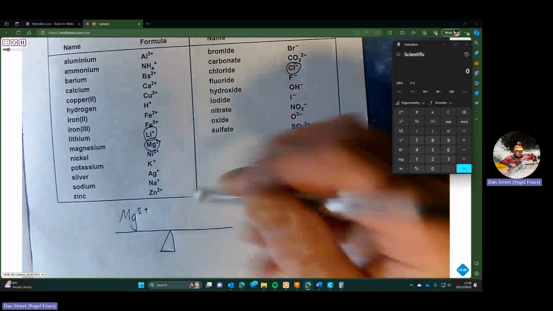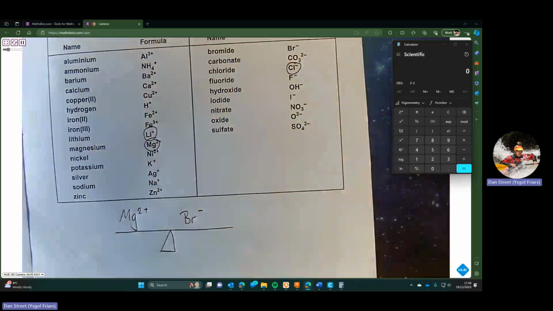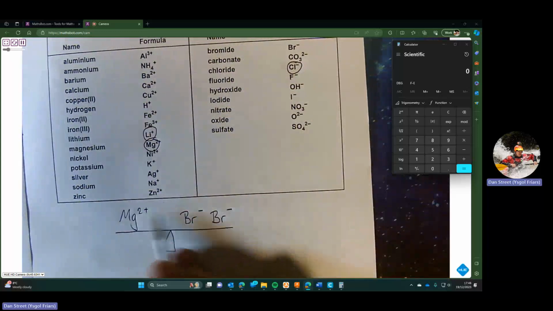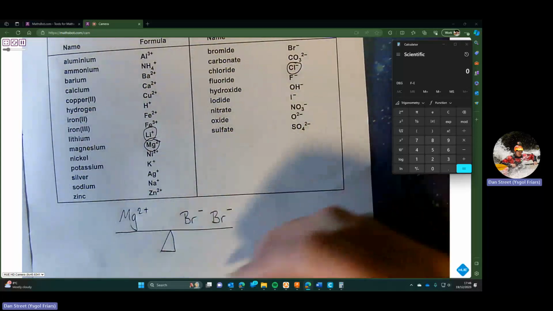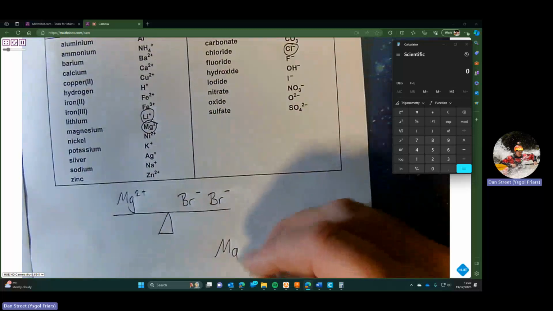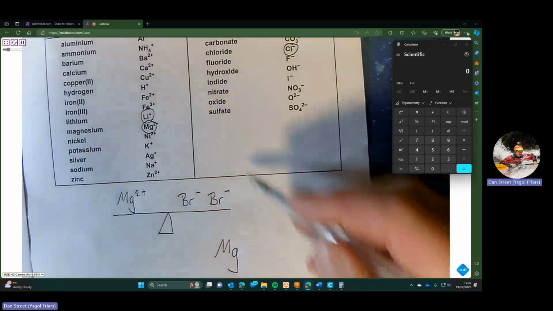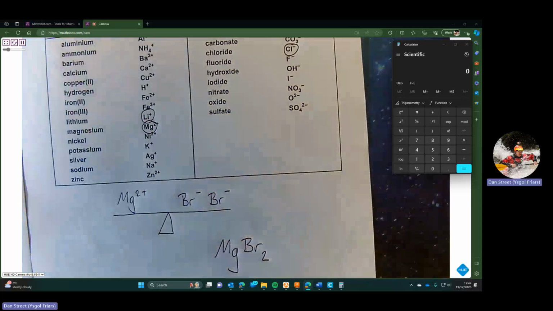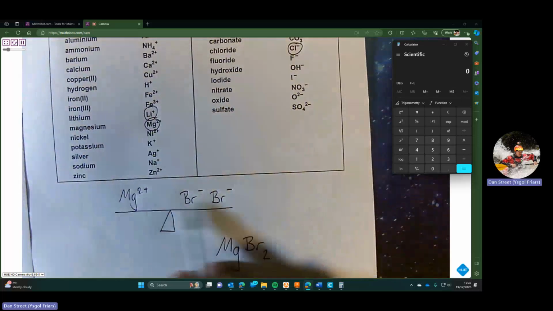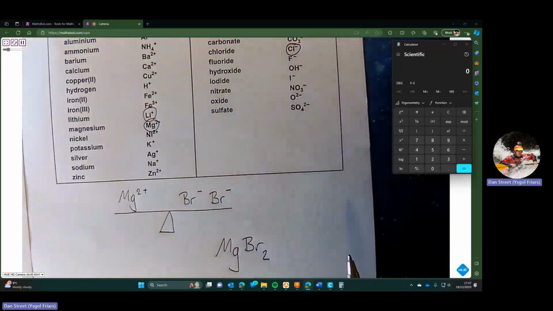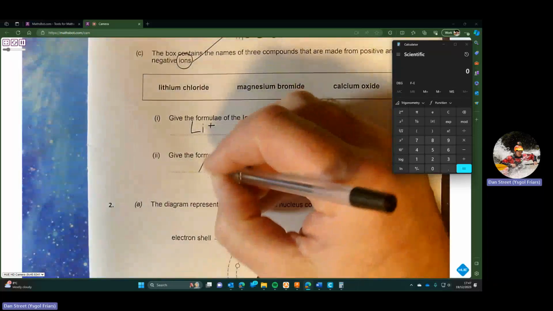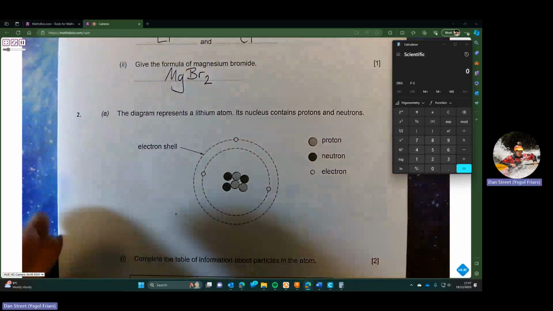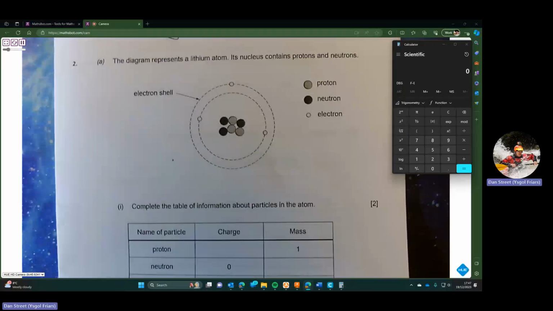Now Br- has only got one negative charge on it, so consequently you would need two of them to balance the charge here, so 2+ and then 2-. And if we write that as a formula, then that would be Mg, no number because there's only one of them, when we combine it into a formula, Br2. So this formula represents this balancing act in that diagram there, and that's the answer that we want in the question. So that's MgBr2.